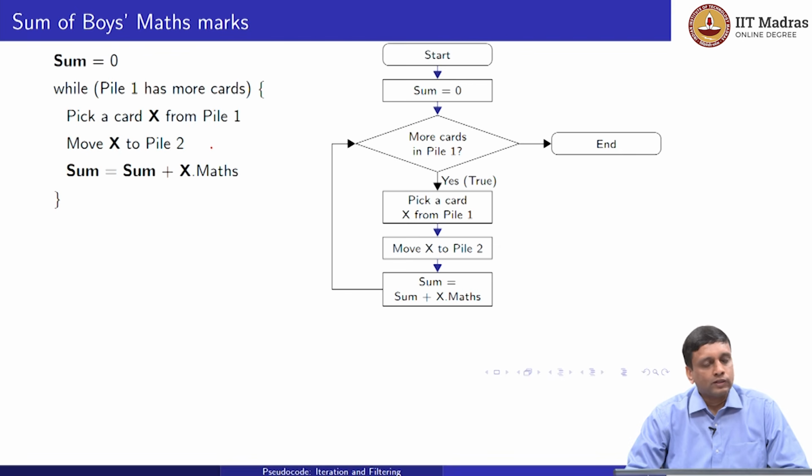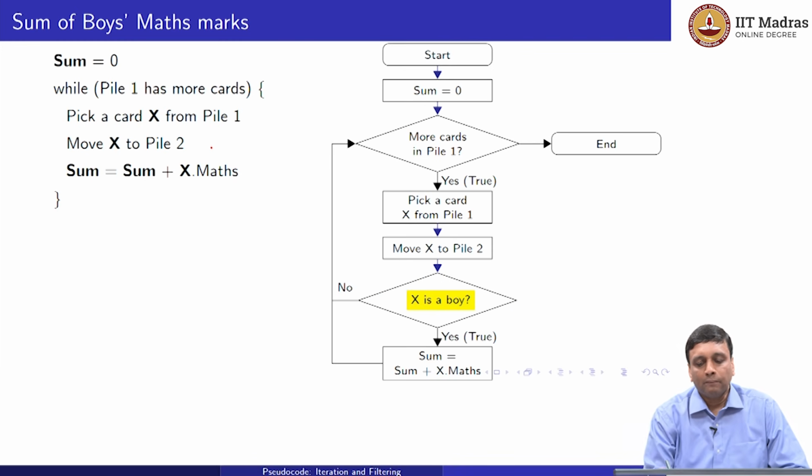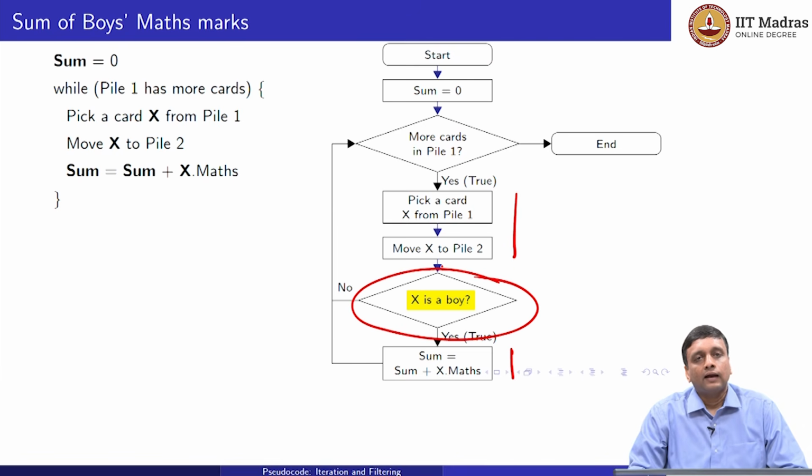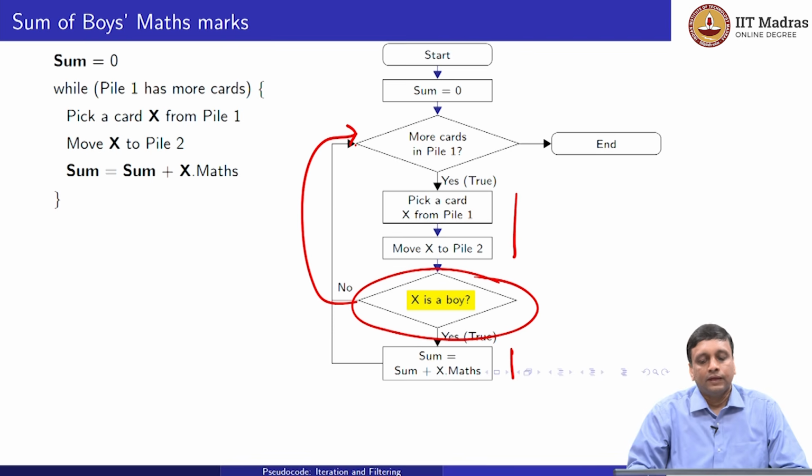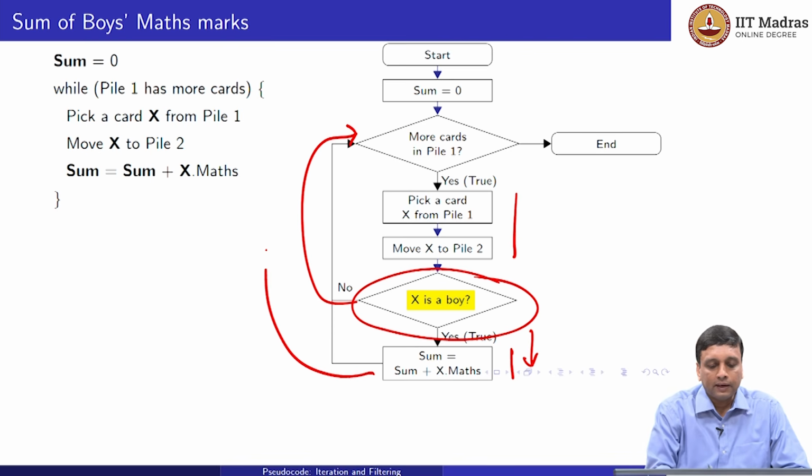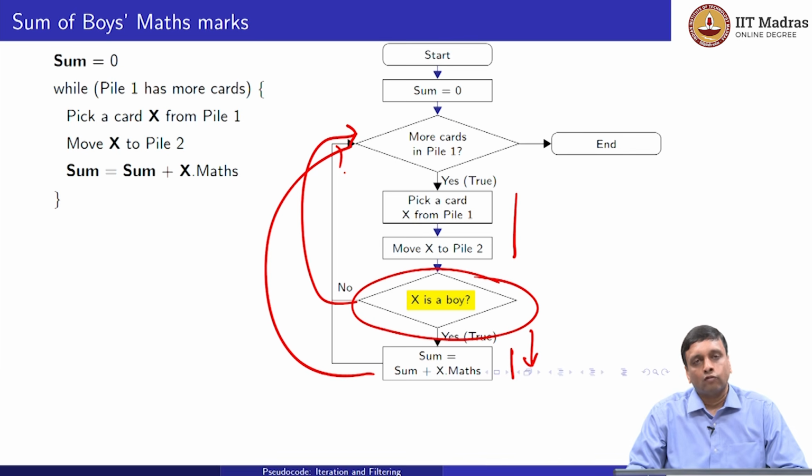So here is our original algorithm which adds up all the marks. So clearly, before we make an update, we need to decide whether this card belongs to a boy or not. So we have to add an extra condition. So between picking up the card and adding the marks, we check whether this particular card corresponds to a boy. If it is not a boy, then we directly go back to the next card. If it is a boy, then we go down, add the mark and then come up. Right? So this is how we modify our flowchart, by adding one extra decision box between the point where we pick up the card and move it, and then the point where we directly update the sum, because we don't want to update the sum unless it is a boy.